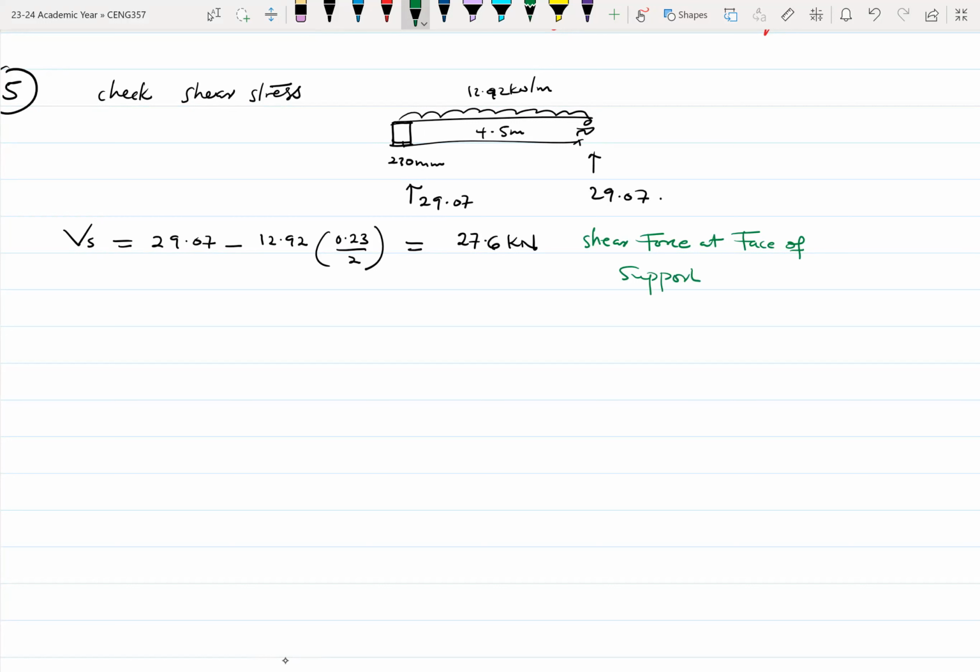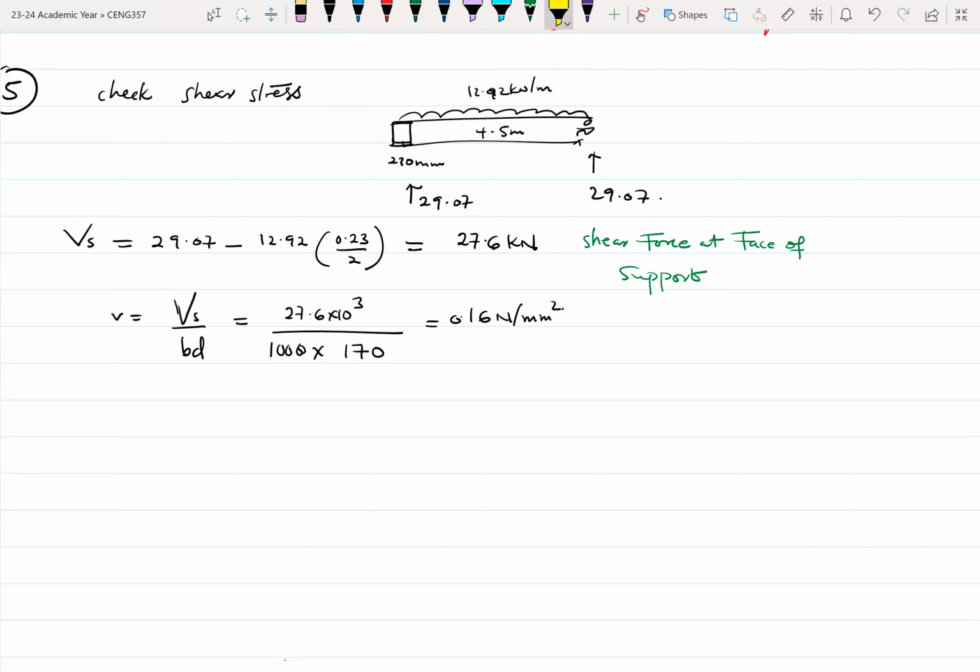Very similar to what we did in the beam. So let's find our shear stress. v will be equal to VS over b. Some books just say big V. So 27.6 times 10 exponent 3 over our b, which is 1,000, and our d is 170. This will give us 0.16 newtons per millimeter squared.